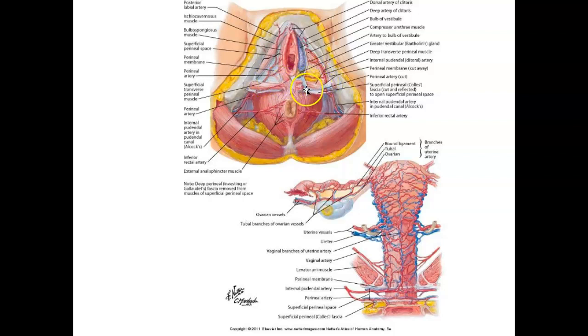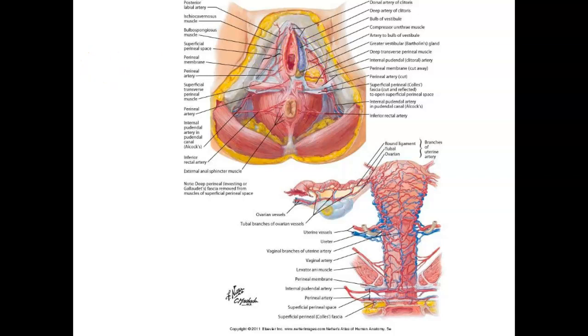Here you can see that the superficial ones have been dissected off. You can see the deep transverse perineal muscles. Also the sphincter urethrae, or the external urethral sphincter, within that urogenital diaphragm as well.